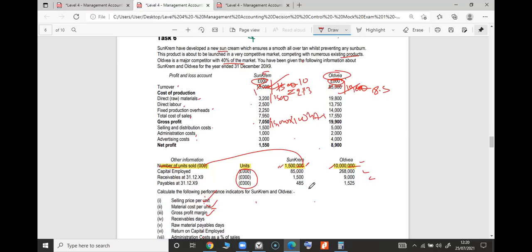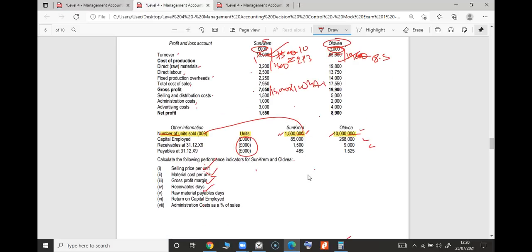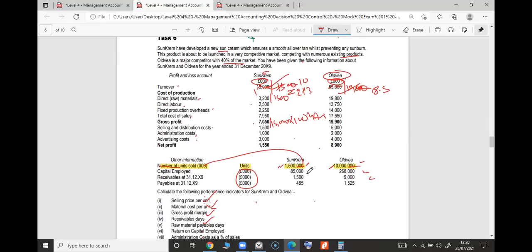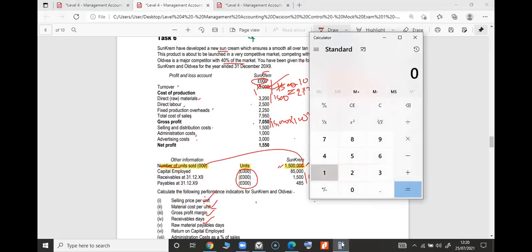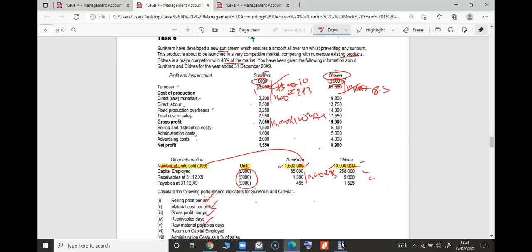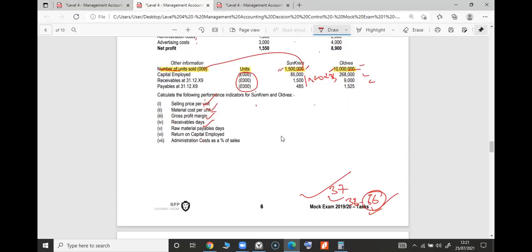Next one is receivables days. I think this is Shazad, you've done it. Trade receivables 1,500. Direct credit sales 15,000 times by 365. What do you get? Let's do it. 1,500 divided by 15,000 times by 365. 36.5. Take it as it is. Yeah. 2 decimal places they told us. We're going to take it as it is. 2 decimal places. 36.75.